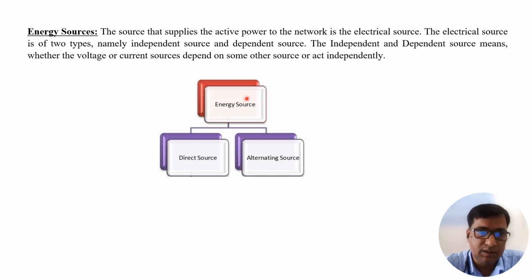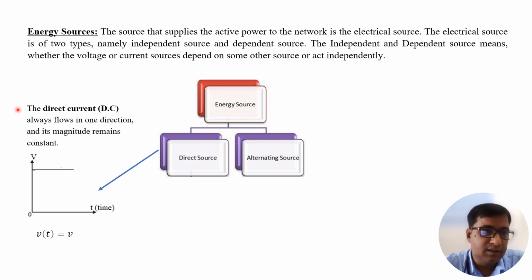There are two categories of energy source: direct source or DC source, and alternating source. In DC, or direct current, the current always flows in one direction, and its magnitude remains constant throughout time. Like here, V(t) is going to be here. The magnitude of this particular voltage source is constant throughout time, whether it is zero or infinite. The magnitude will be the same, and the polarity also has one direction, either positive or negative.